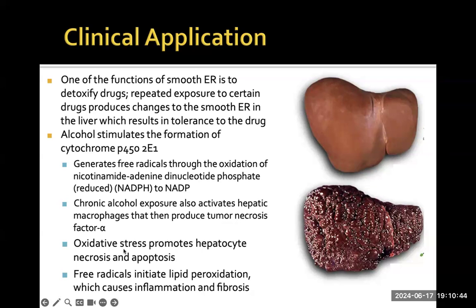The oxidative stress is going to promote hepatic necrosis and apoptosis. So it's going to start to get infected and then spontaneously die, which is what apoptosis means. The free radicals are going to initiate lipid peroxidation, which causes inflammation and fibrosis. So it's causing your liver to be fatty, to be inflamed, and then to develop fibrosis.